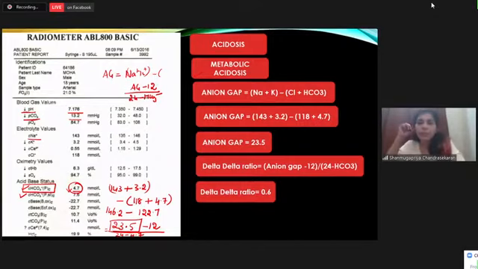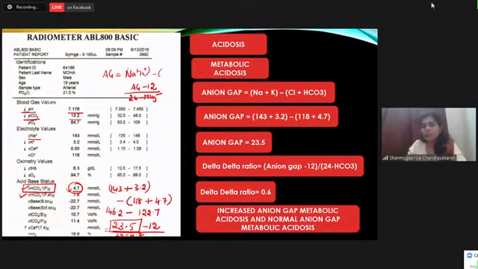I'll give you 1 minute to interpret it. What do you think is the interpretation? Is it just high anion gap metabolic acidosis? Very good. Somebody has answered it. Meghna, too good. Yes. So it's a combination of high anion gap metabolic acidosis and a normal anion gap metabolic acidosis.